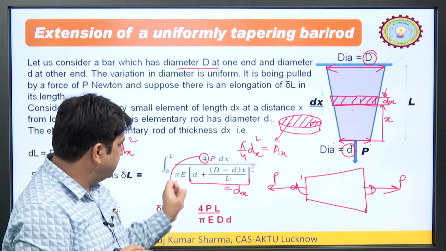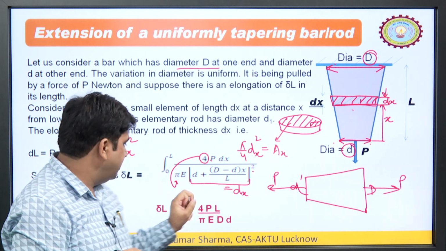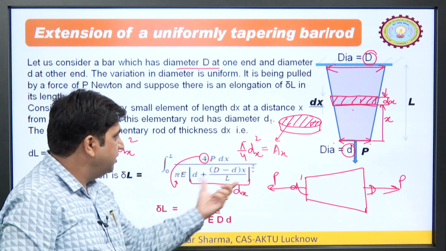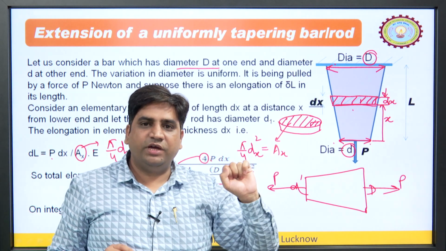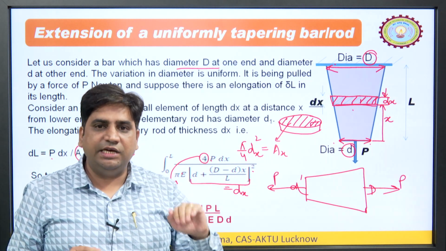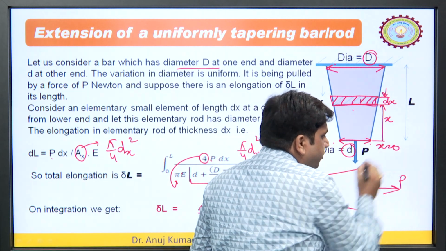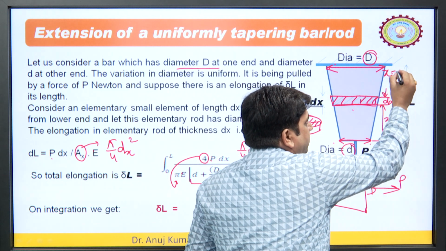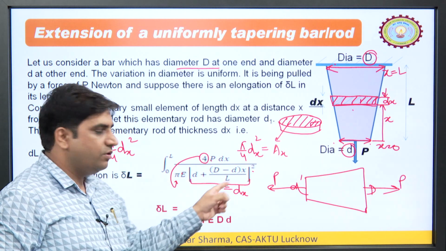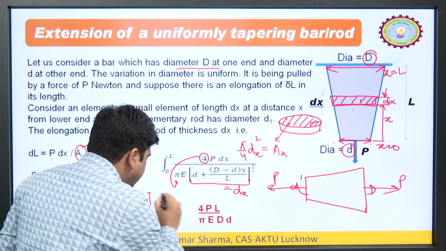So, it has gone to this place. So, pi by 4 dx square, right, and this is the E. So, this is for this much of length, and if you want to calculate the elongation for the whole rod, then we have to integrate it from x equal to 0 here to x equal to L here. So, we have to integrate this value from 0 to L, and upon integration we will get this formula.